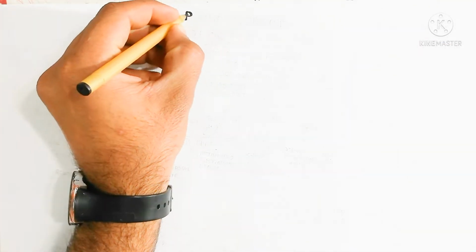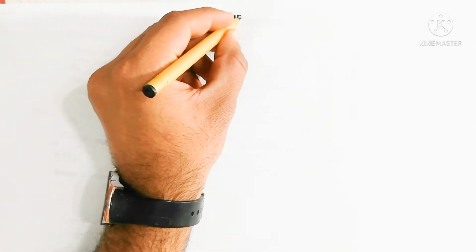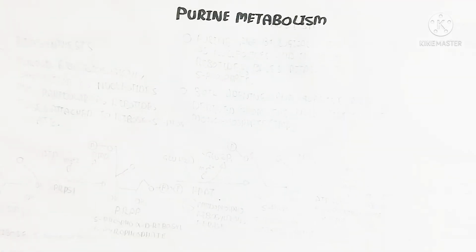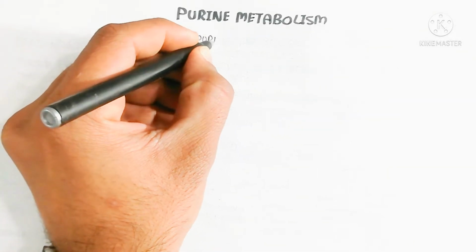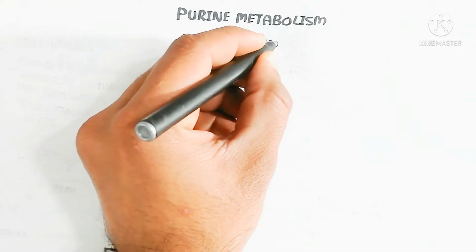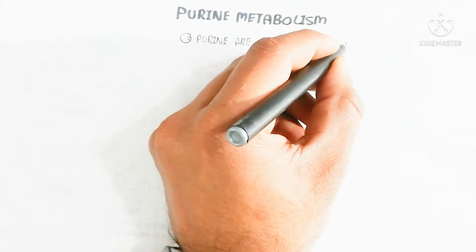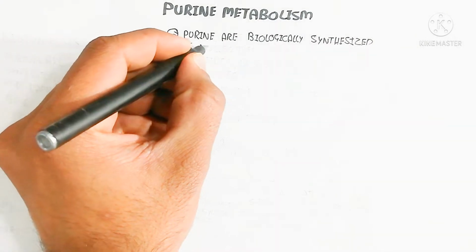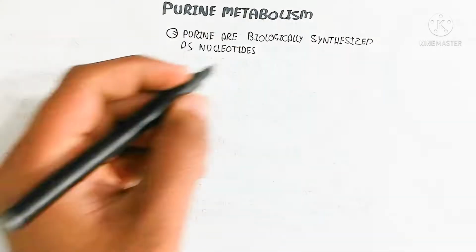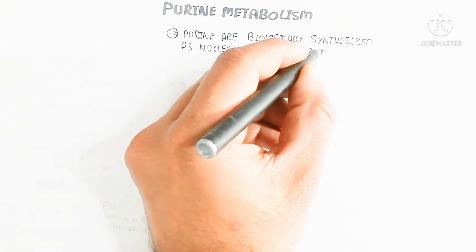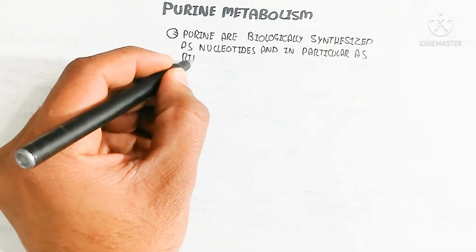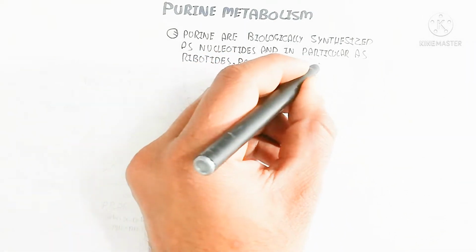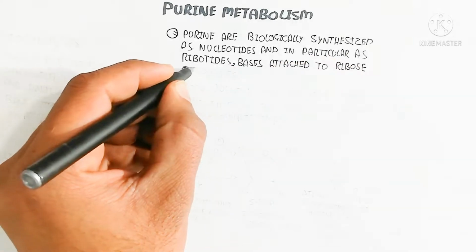Hello, in this video we will discuss purine metabolism. So what is purine? Purine is the double ring structure of the nitrogenous base in DNA, and also in GTP and ATP. Purines are biologically synthesized as nucleotides, in particular as ribotides, bases attached to ribose 5-phosphate. So ribose 5-phosphate is the backbone for the attachment of the bases for synthesis of the bases.